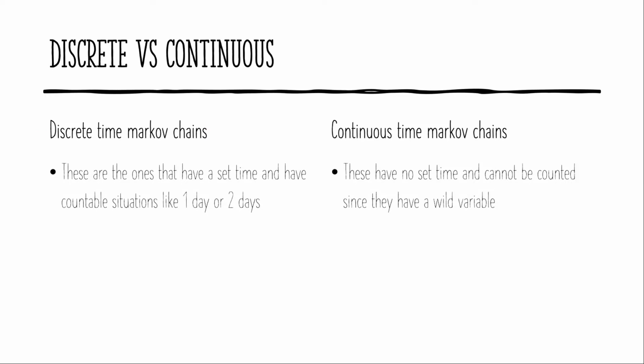There are two types of Markov chains. There's discrete and continuous time Markov chains. In discrete, there are countable time sets where it's like 1 day or 2 days. In continuous, there's no set time and nothing's countable since it's dependent on many variables.